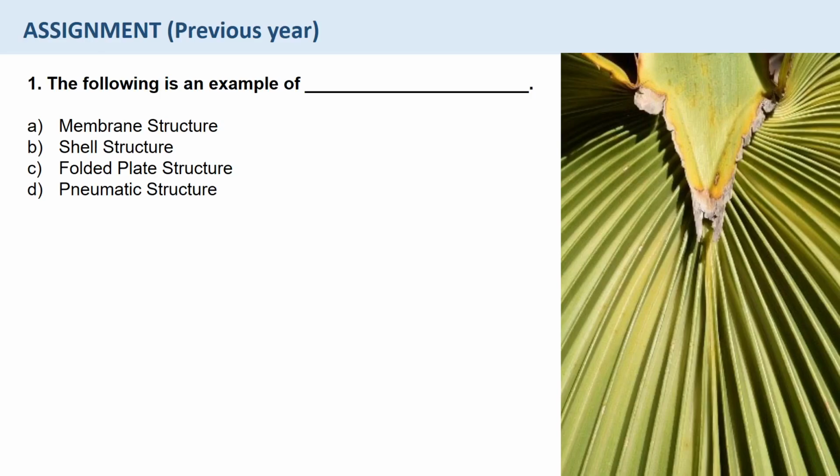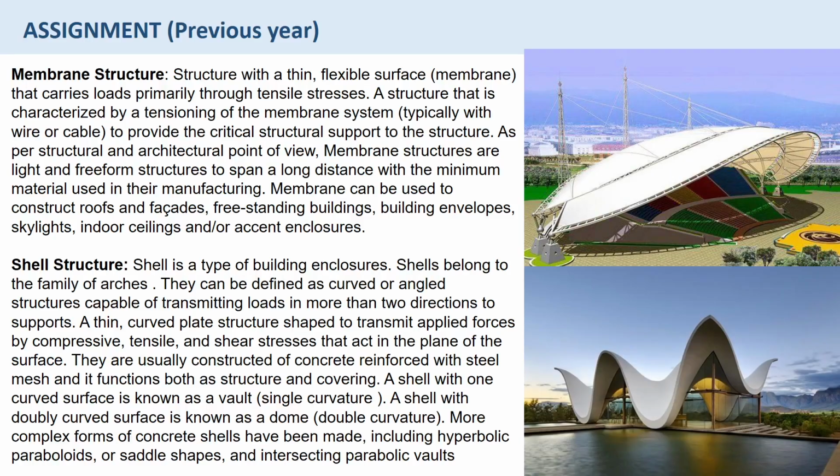Question number 1. The following is an example of membrane structure, shell structure, folded plate structure, pneumatic structure. So, what is membrane structure? A membrane structure is a structure with a thin, flexible surface or a membrane which carries load primarily through tensile stresses. A structure that is characterized by a tensioning of the membrane system, typically with a wire or cable, to provide the critical structural support to the structure.